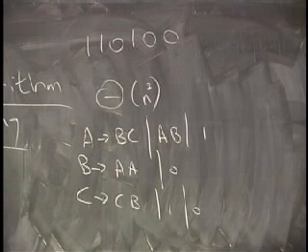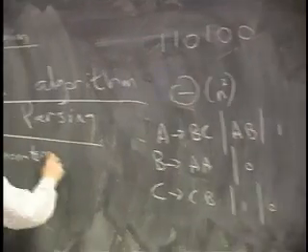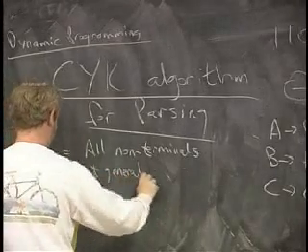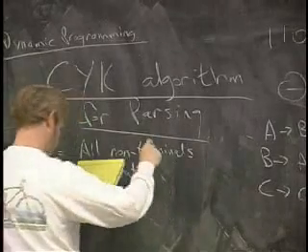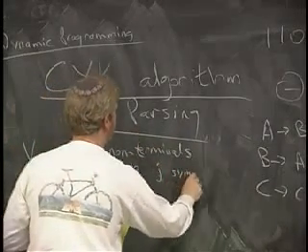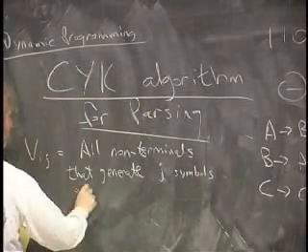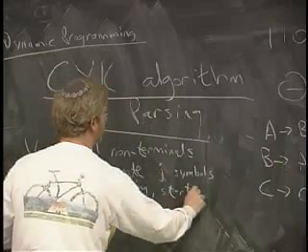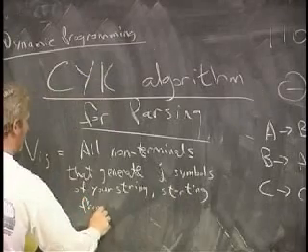Okay, questions so far? So I need one notation, and then we'll do some details. Here's the notation we'll use. We'll call this Vij. This is going to be all the non-terminals that can generate a certain piece of the string. I'll tell you what piece in a second. All the non-terminals that generate J symbols of your string, starting from symbol I.